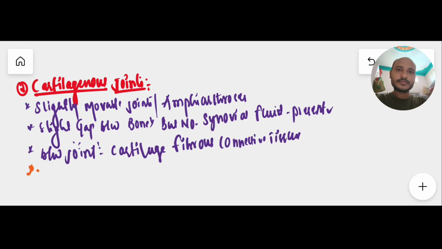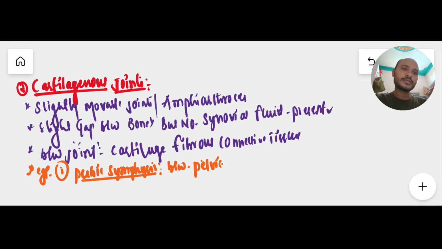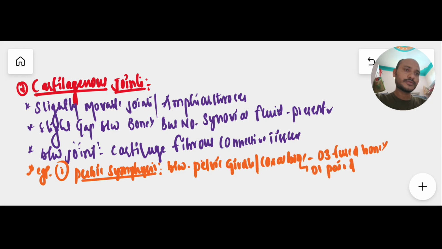The first and most important example is the pubic symphysis. This pubic symphysis is generally present between the pelvic girdle, also called coxal bones, at the hip region. These pelvic girdle or coxal bones are generally made up of three fused bones. Here we have only one pair of pelvic girdle.